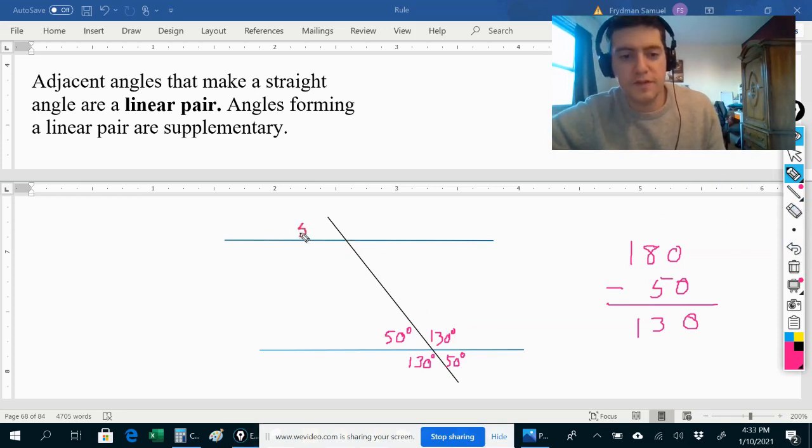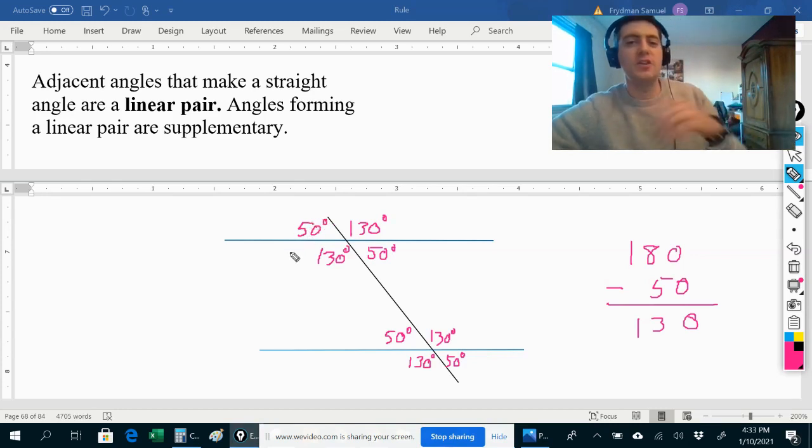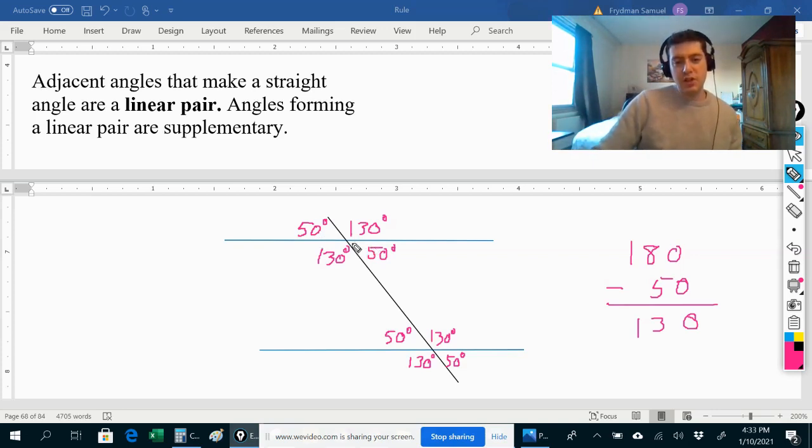So this one must be 50 degrees, just like this one. This one must be 130 degrees, just like this one. This one must be 50 degrees, just like that one, and this one must be 130 degrees, just like this one. And really, all I needed to know was one of them, because if I know one of them, then I could use that linear pair trick that I did a few minutes ago to figure all these out, and I could do the same thing around here. But anyway, you can see that this looks exactly like it does down here.